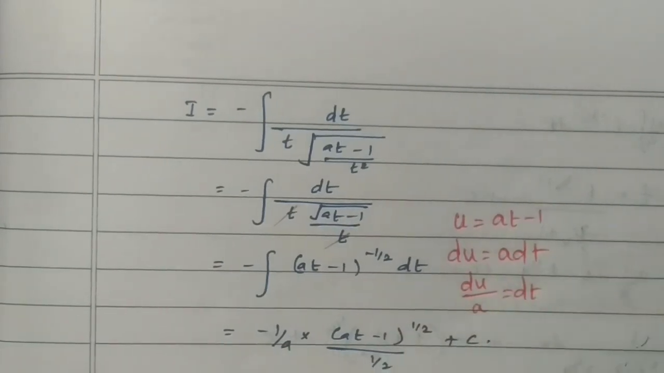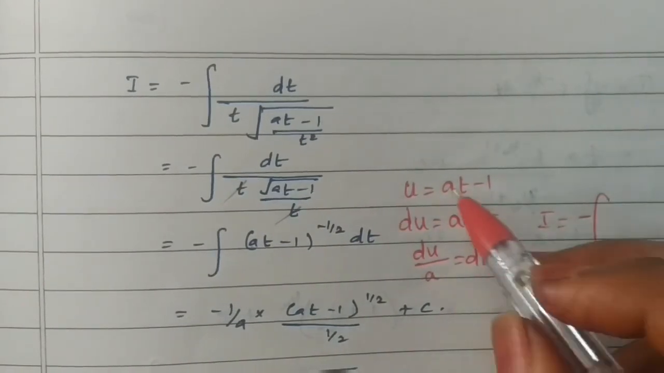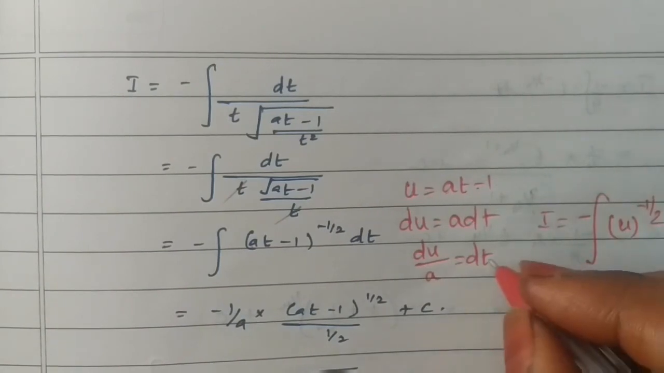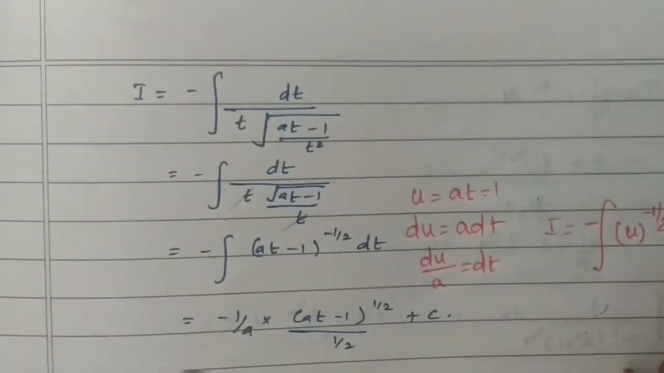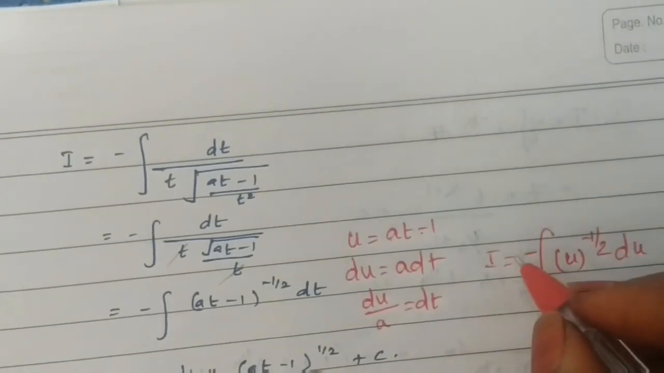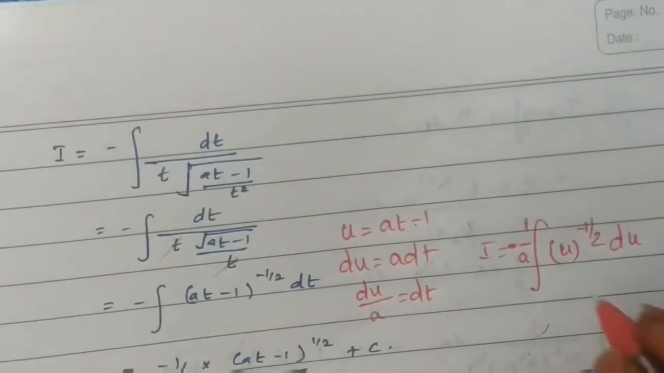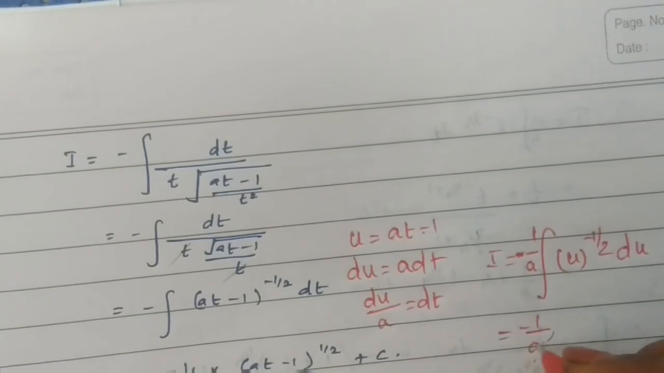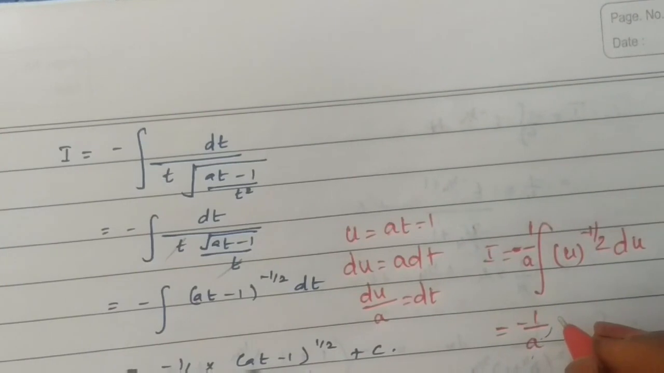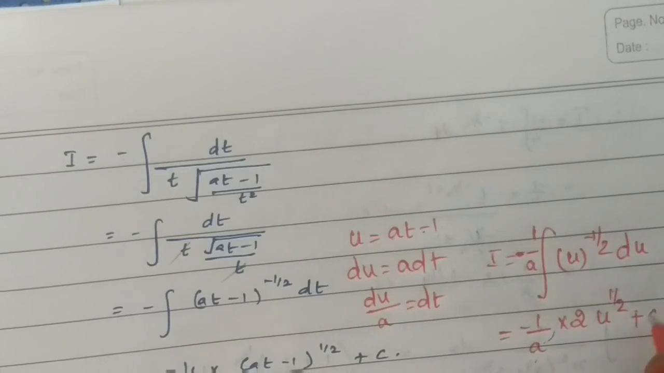Now substitute in the integral. Therefore the integral value becomes minus integral over at minus 1, which I have taken to be u. Therefore u the whole power minus half. Dt is nothing but du by a. Since a is a constant you can take it outside. Here it is 1 by a. Therefore this can be written as minus 1 by a u power minus half. When you integrate you will get u power half divided by 1 by 2, that you can reciprocate. Therefore 2 into u power half plus a constant of integration.